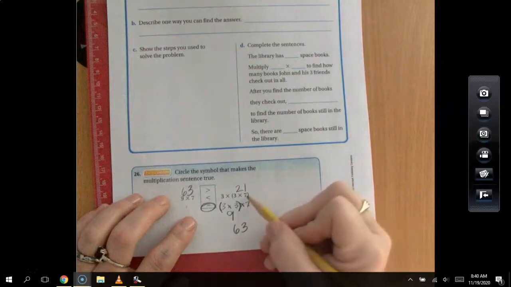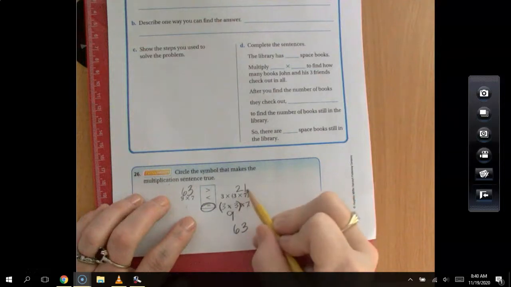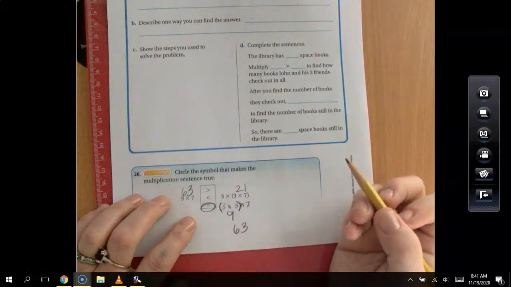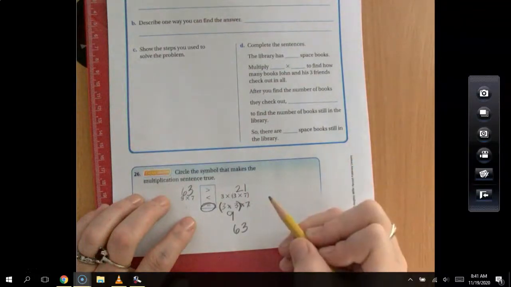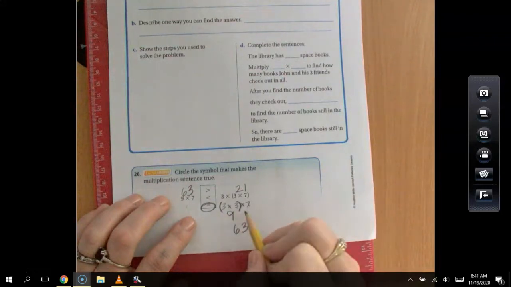Do you see how I had to use the associative property to figure out my answer? Because we have not multiplied a two-digit number like that before, besides 10s, 11s, and 12s. We've never done higher than 12, so we don't know how to do that yet. So we just had to move the parentheses.